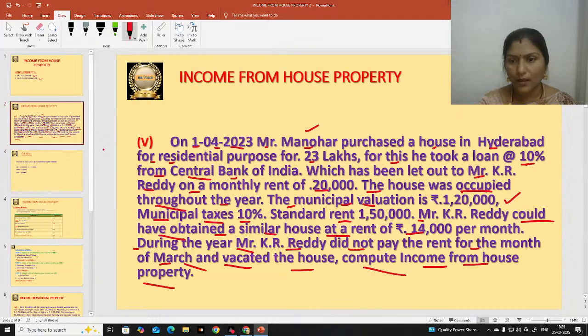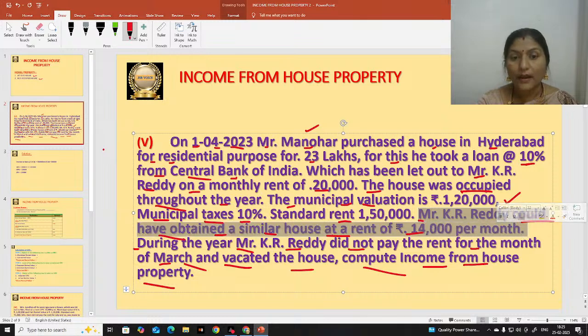Next, after this, Mr. K.R. Reddy could obtain a similar house at a rent of 14,000 per month. So similar house rent means fair rental value. Similar house rent always means fair rental value. Fair rental value is how much? 14,000 per month. So 14,000 for 1 month. We should take it for 12 months. 14,000 into 12. Let us go and do that calculation in our solution box.